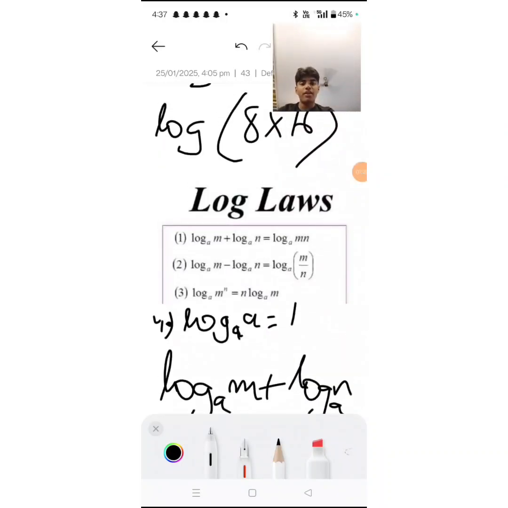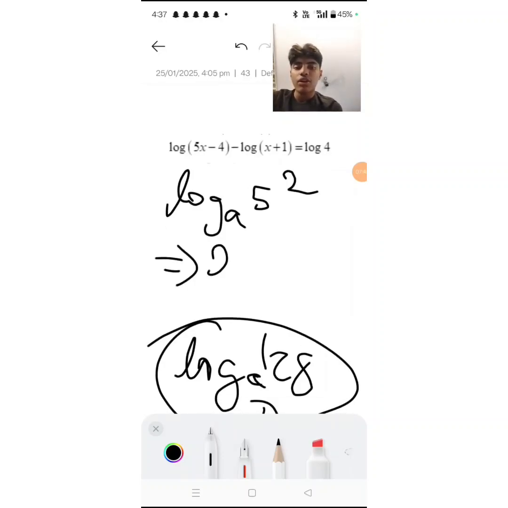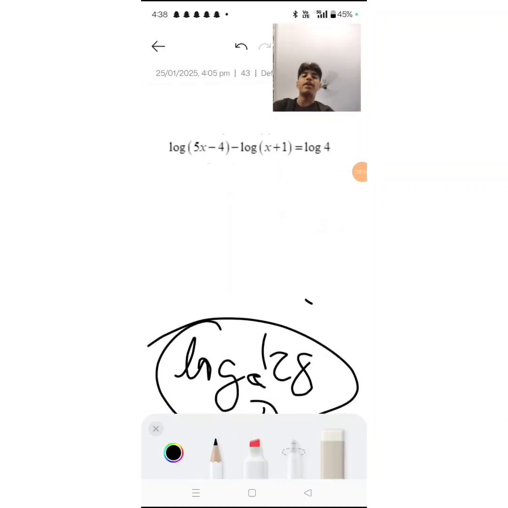And then we have another thing you need to remember. Log m to the power of n is equal to n log m. So this is not your base. Let's say it's log to the base a and then 5 squared. We rewrite this as 2 log 5 to the base a. Oh, before that, I need to tell you a few things you need to remember.